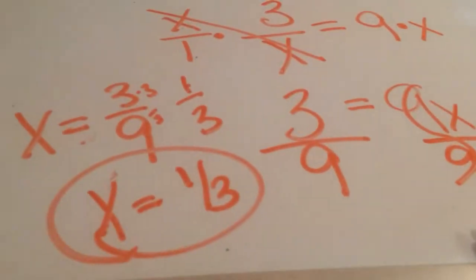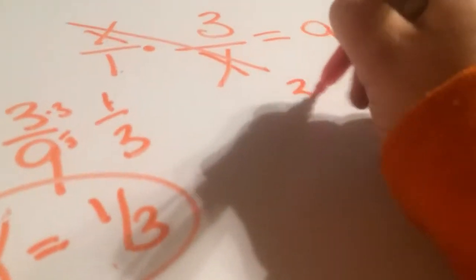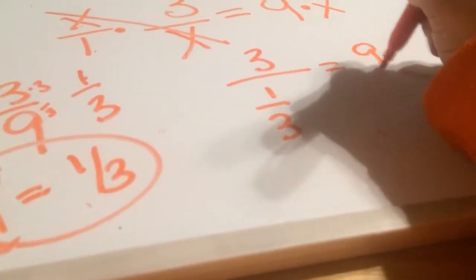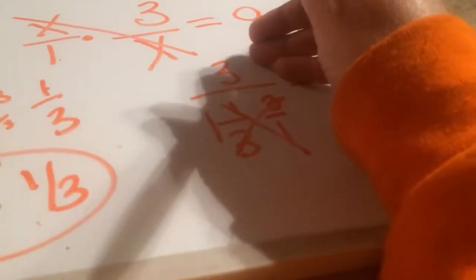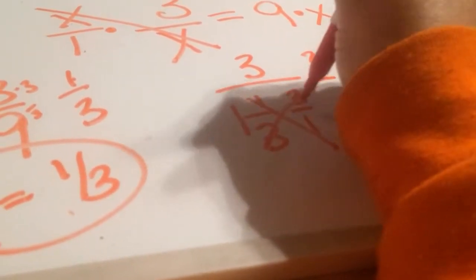And those are your one-step and two-step equations. And we can check this one real quick by doing 3 divided by 1 over 3 should equal 9. So because we have a fraction in the denominator, we're going to flip it. 3 over 1. That cancels out. But you have to do to the numerator what you did to the denominator. Same thing on each side. So we're going to multiply by 3 over 1.